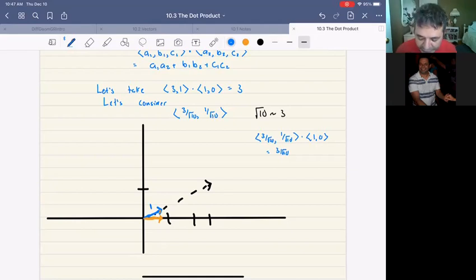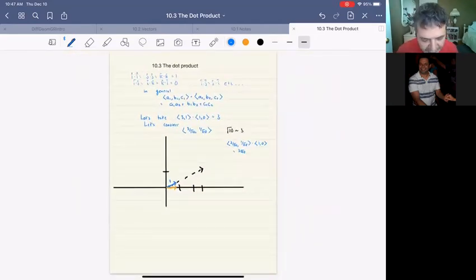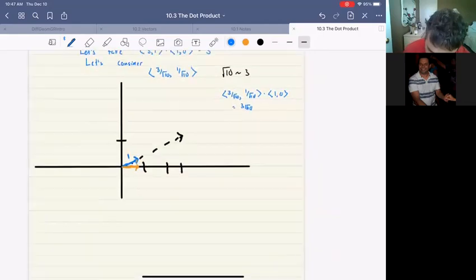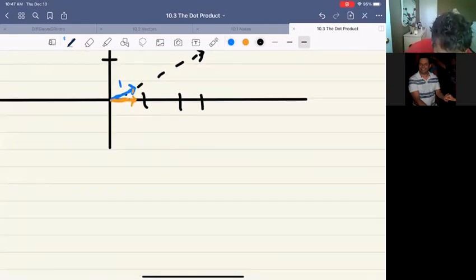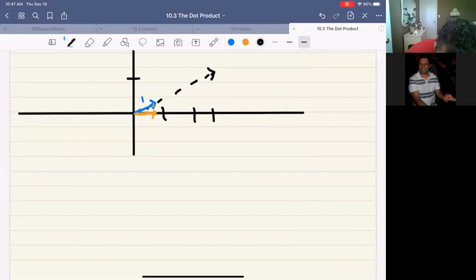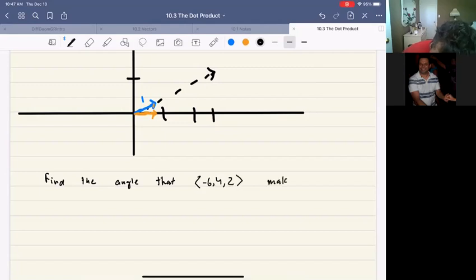All right, so let's say that I have the vector -6, 4, 2, and I want to find the angle that it makes with the positive z-axis.